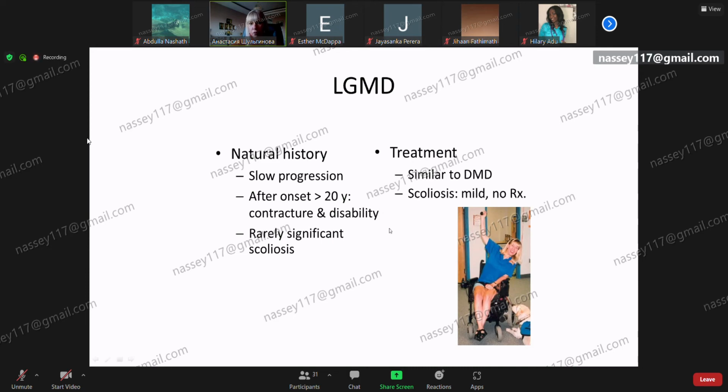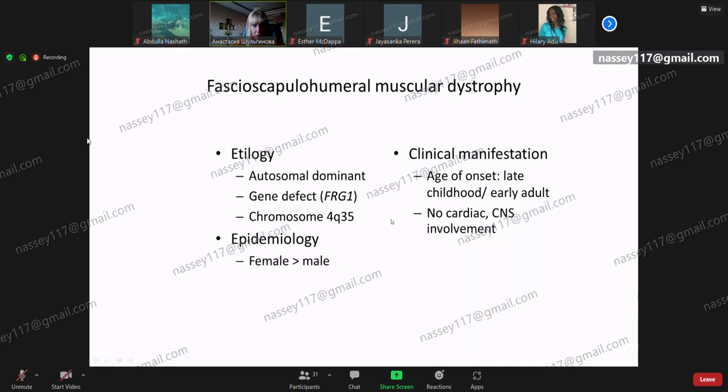The first group of drugs is corticosteroids. Just to be clear for you, for all types of the progressive muscular dystrophies we prescribe corticosteroids. We can add vitamin group B and an anticholinergic drug. So, another variant is facioscapulohumeral muscular dystrophy.